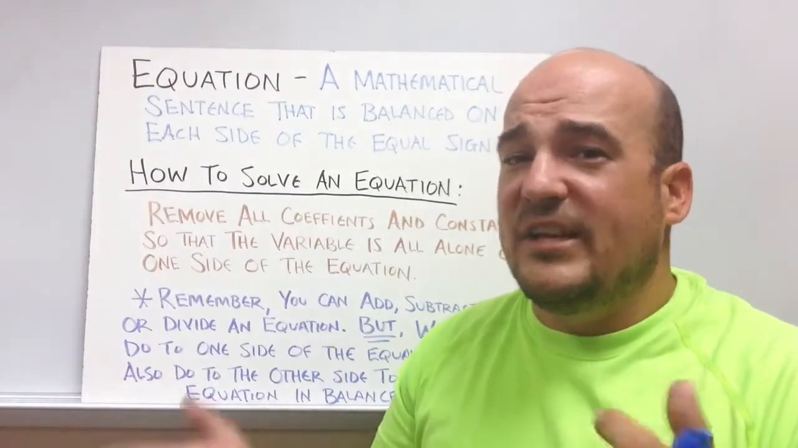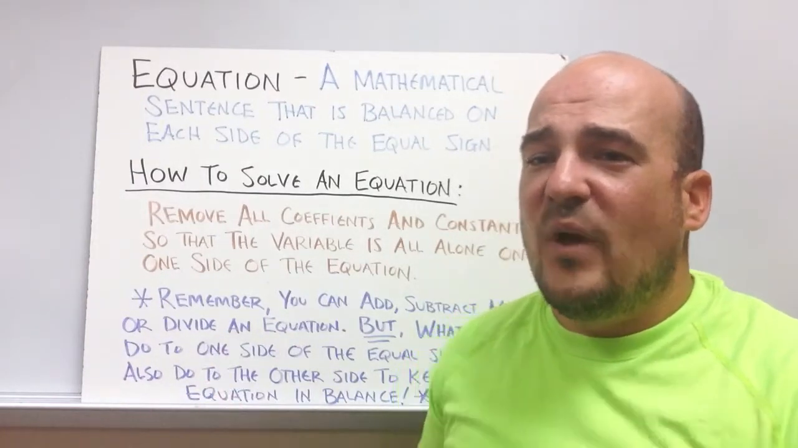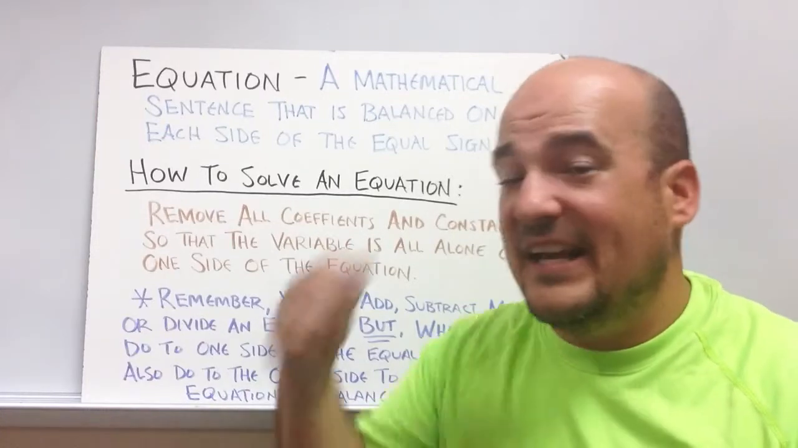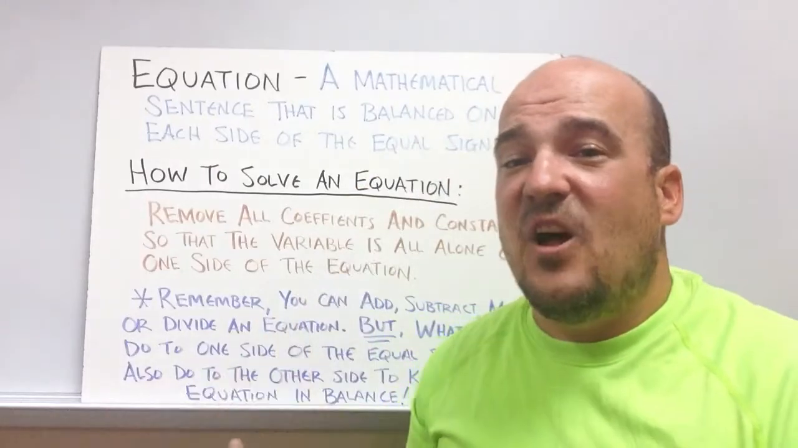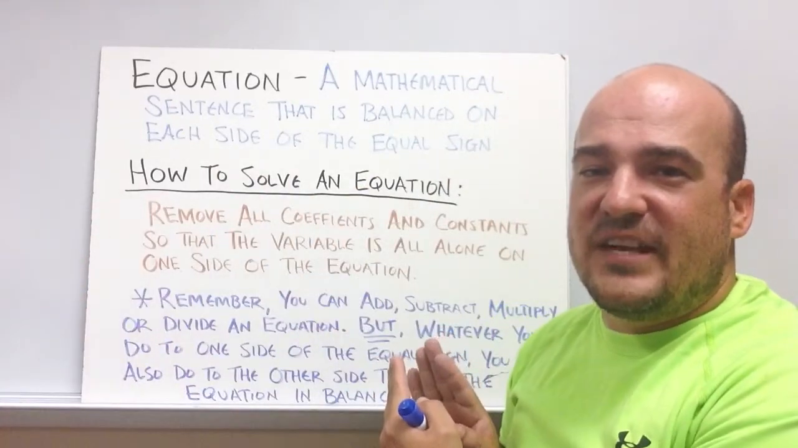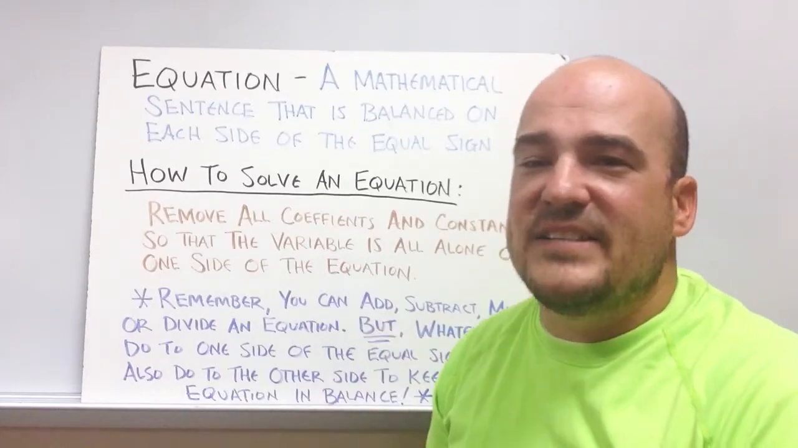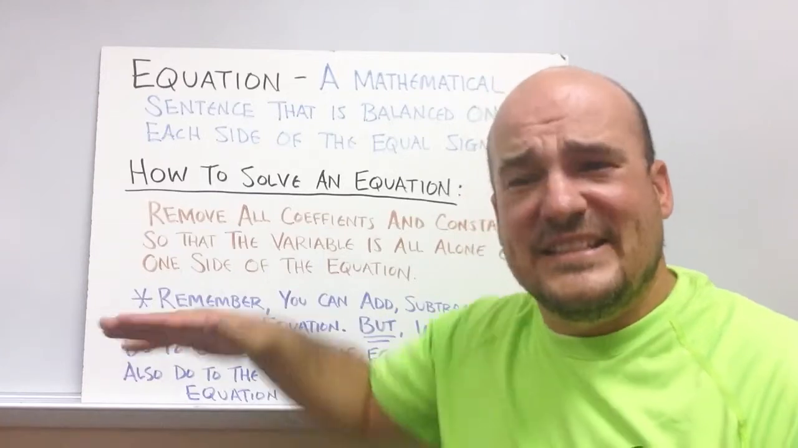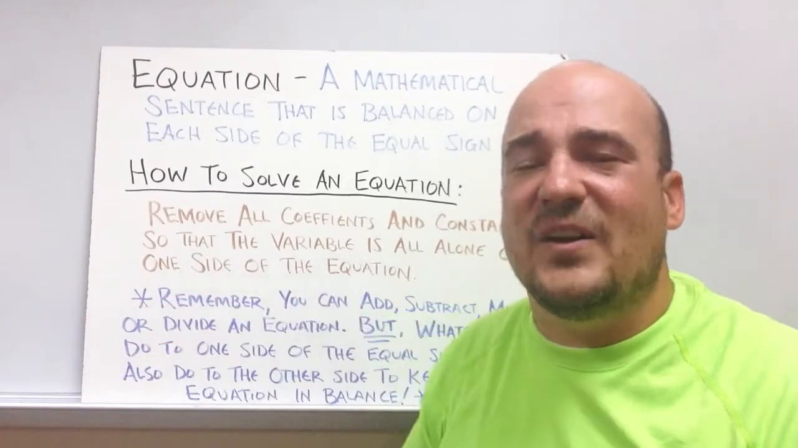So how exactly do we get it all by itself? Well, we can add, subtract, multiply, and divide an equation as long as whatever we do to one side of the equation, we also do to the other side of the equation. If you think of it as a seesaw on the playground.